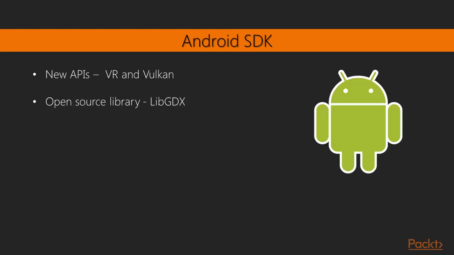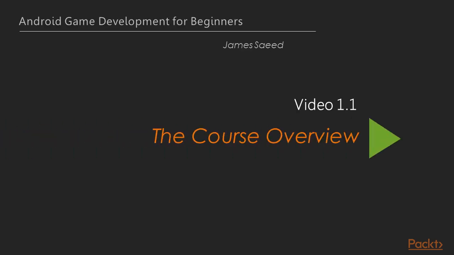The Android SDK is extremely powerful with creating games, despite what people may think, especially with new APIs introduced in Android N, such as VR and Vulkan. We'll also be using libGDX, which is an open source cross-platform game development library that supports Android. It makes game development a lot easier and includes a slew of extra features. In this course, we will be going through both libraries to make a simple game.